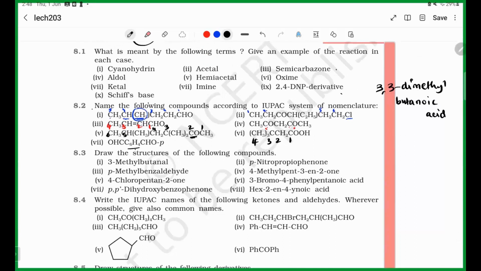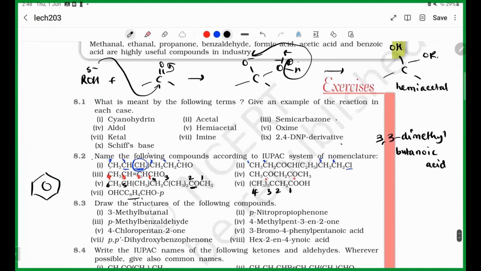Okay, now the last one, the 7th one, C6H4. The moment you see something like that, you know that it's probably a ring, right? So you draw the benzene ring. And you know there's a CHO, so you have to draw the CHO, and para OH, which means para hydroxy. Right? Oh, sorry, I think that's CHO. So, how do you name this?